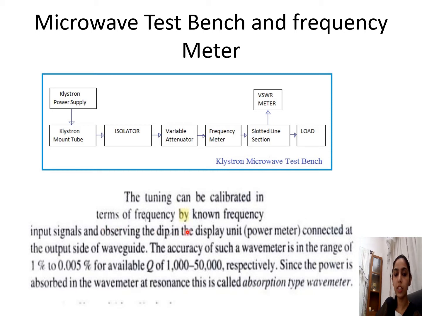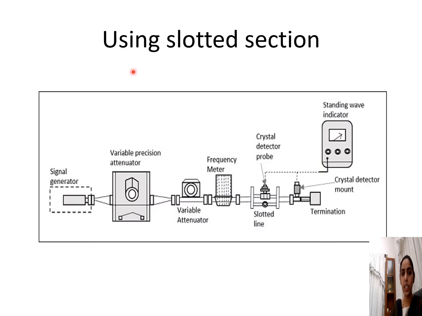Also you can observe the dip in the display unit, that is the power meter, which is connected at the output side of waveguide. By using the power meter or DSO, you can see the dip. So such type of wave meters are having great accuracy. So this is a direct way by which we could measure the frequency in the microwave lab. Next we are going to see how to measure the frequency by using a slotted section.